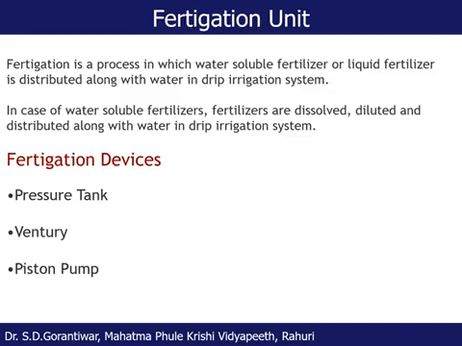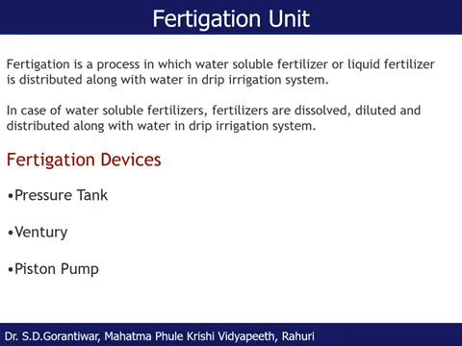hydrocyclone filter. Fertigation unit. The fertigation unit is the last important component of the micro irrigation system. All of us know that fertigation is a process in which water soluble fertilizer or liquid fertilizer is distributed along with water in a drip irrigation system. That is, whenever we apply water and nutrients together through the drip irrigation system, with every drop of water applying fertilizer, we call this fertigation.